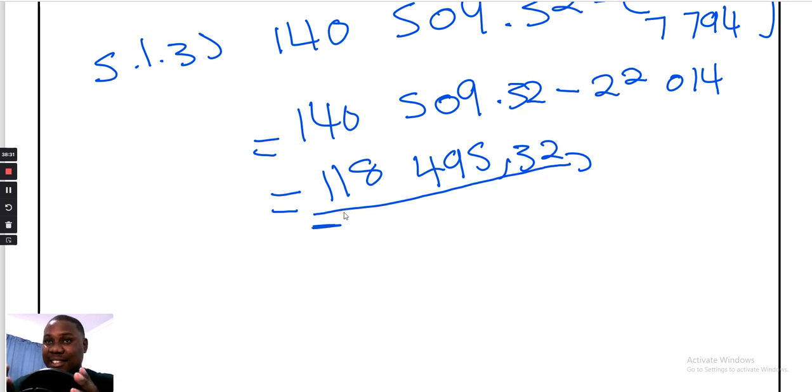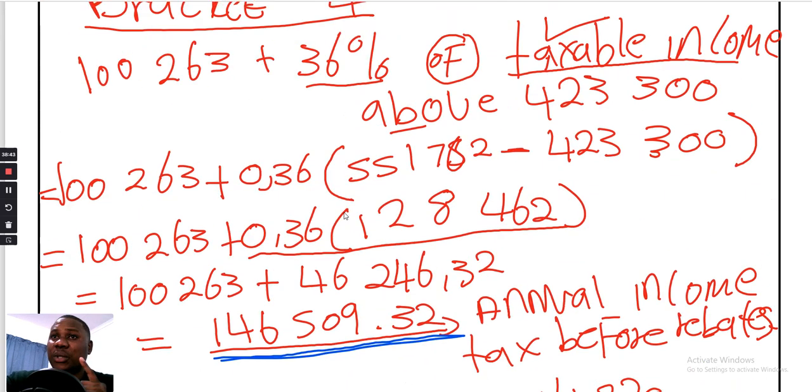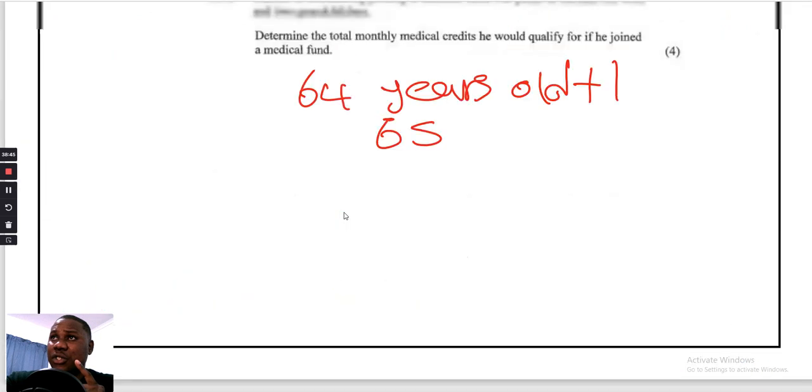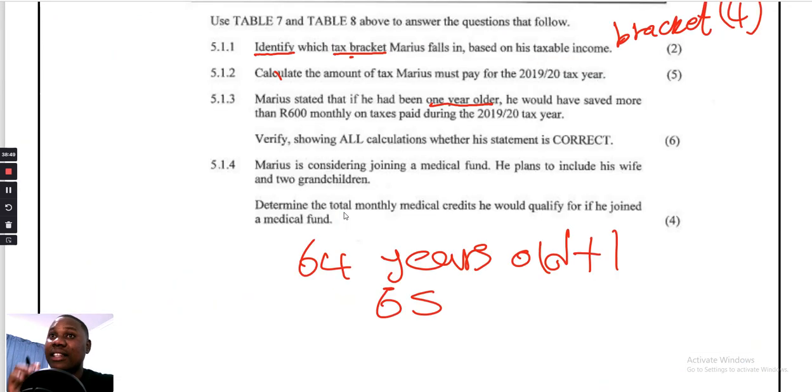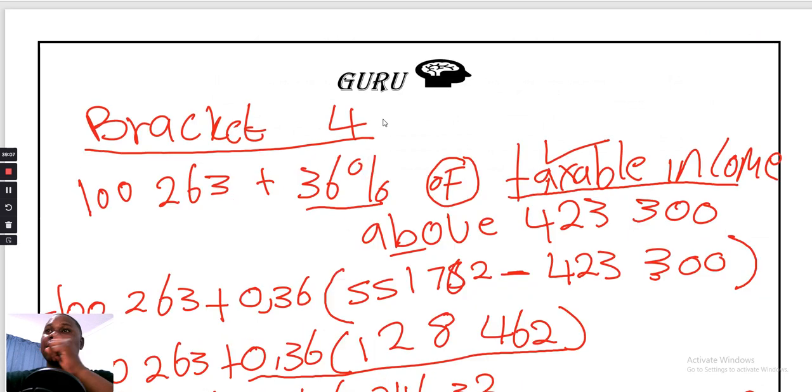But then this is not our answer. I repeat, this is not our answer. And you have seen the marks, it says 6 marks. So let's go back. I want us to check something, because that is not our answer. Then we read the question again. They say, Mara stated that if he had been 1 year older, he would have saved more than 600 monthly. Okay, let us see the monthly income tax for both ages.